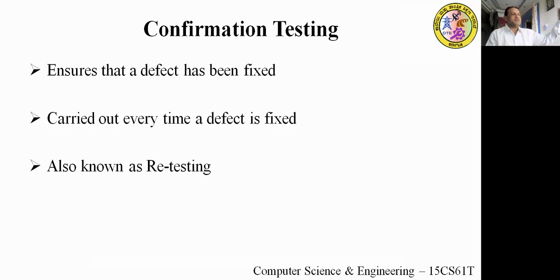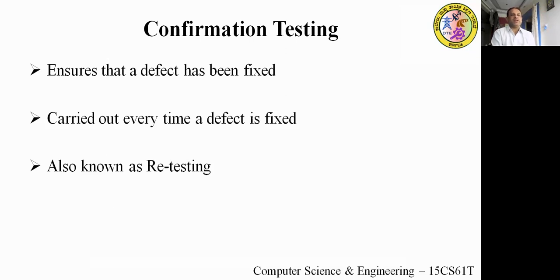Then your program will be sent back to the developer. He will rectify, and then again that program will be sent to the tester. Then again the tester has to test that software. So it has to ensure that a defect has been fixed. The tester has to check whether the bugs have been removed from the particular program. Once again, he is going to test it. That is what we call confirmation testing. The test engineer has to check that the defect has been fixed or removed. It is carried out every time a defect is fixed, and it is also known as retesting.